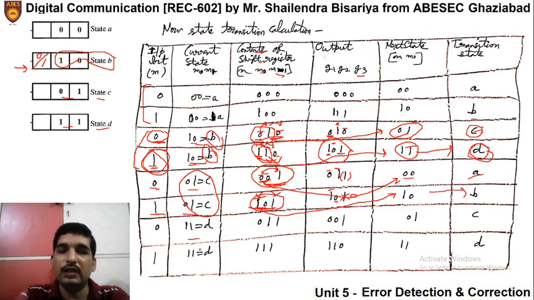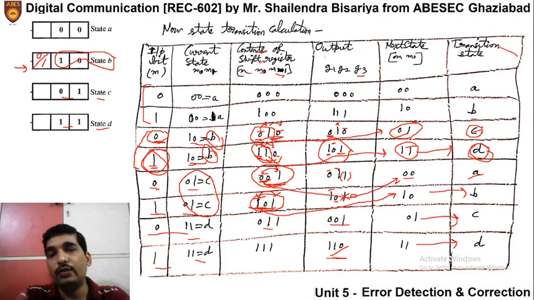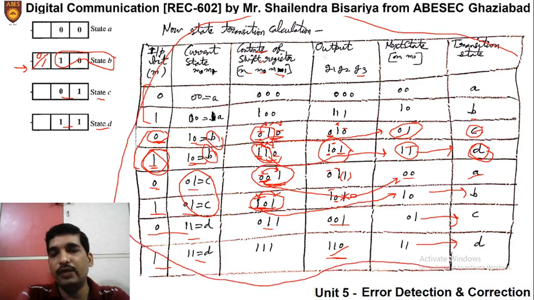Similarly for state D, you can easily do it by yourself, that the corresponding output will be 0, 0, 1 or 1, 1, 0, and the next state from D, if the input is 0, will be state C, and if the input is 1, the next state will be 1, 1, that is state D. It will remain in the same state with output 1, 1, 0. So we have to keep this state transition matrix in our mind. We have to draw this state transition matrix, which is very much important.